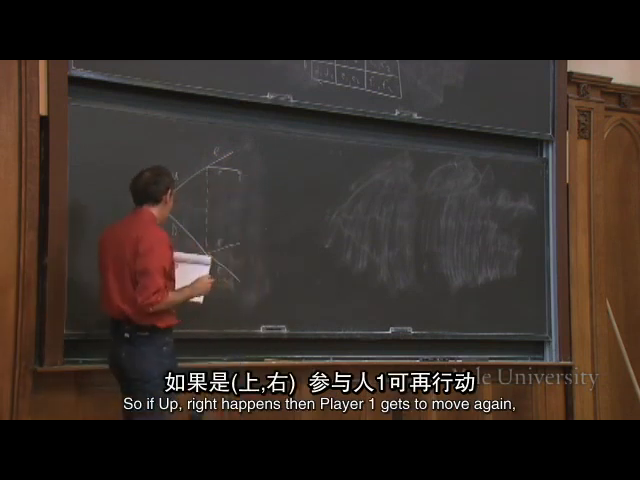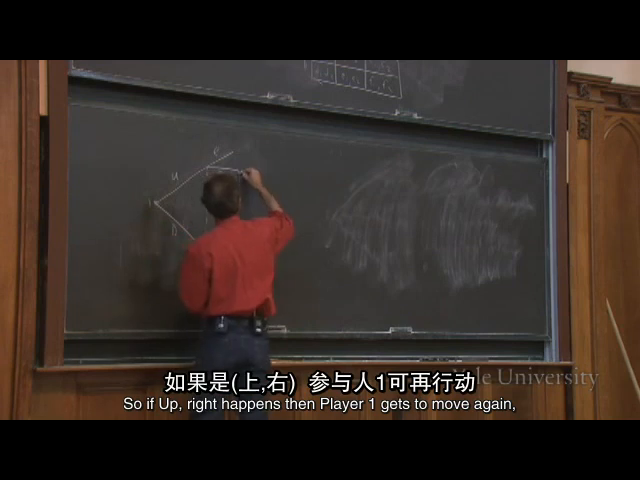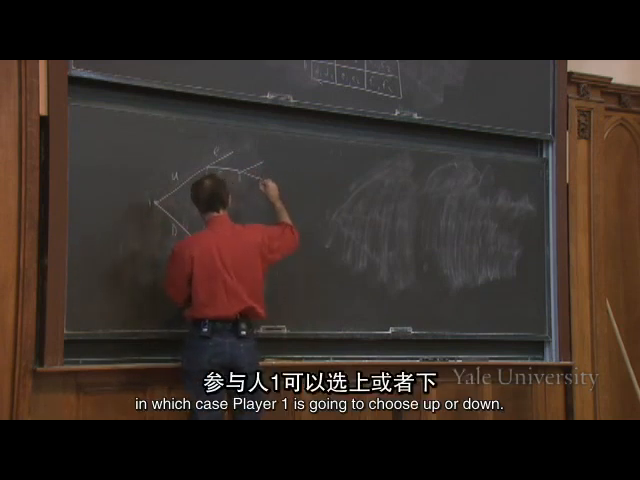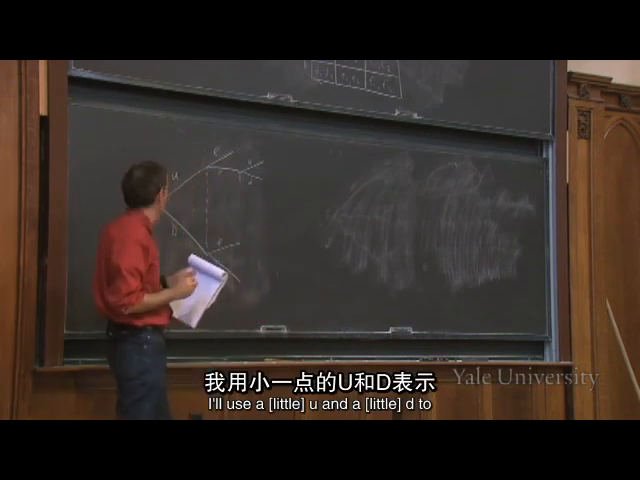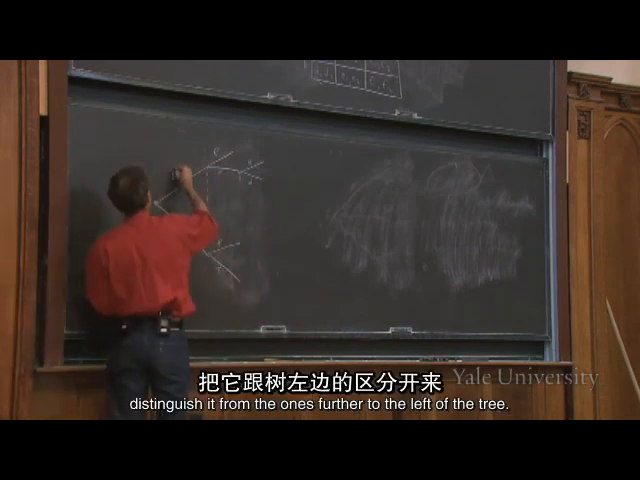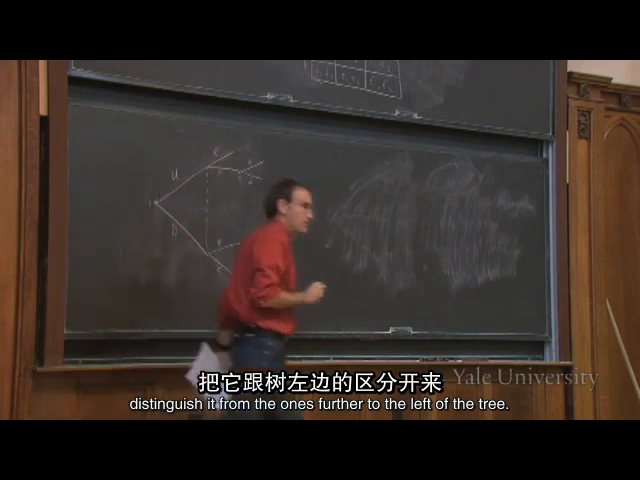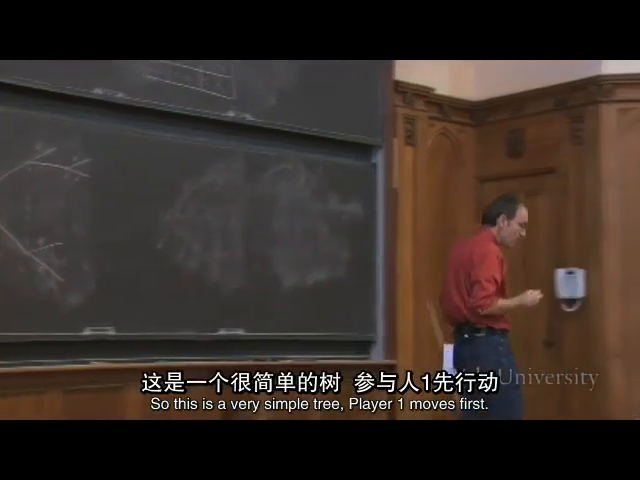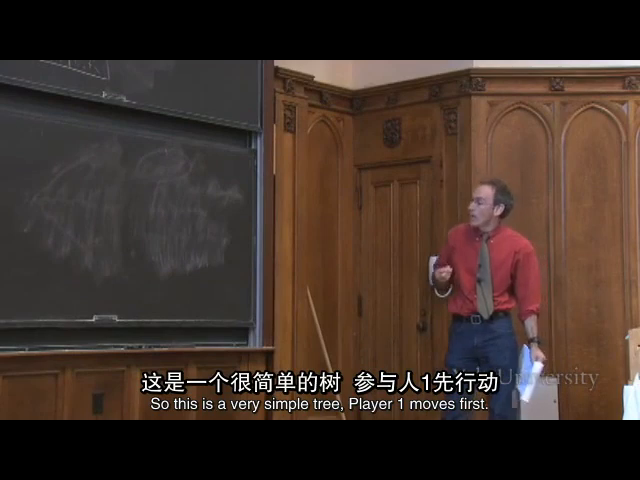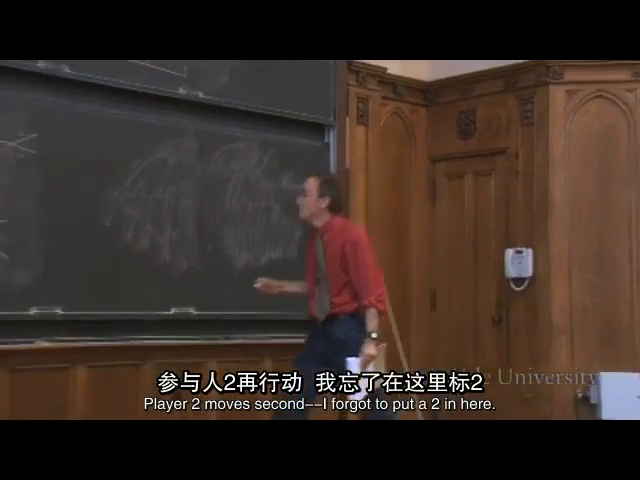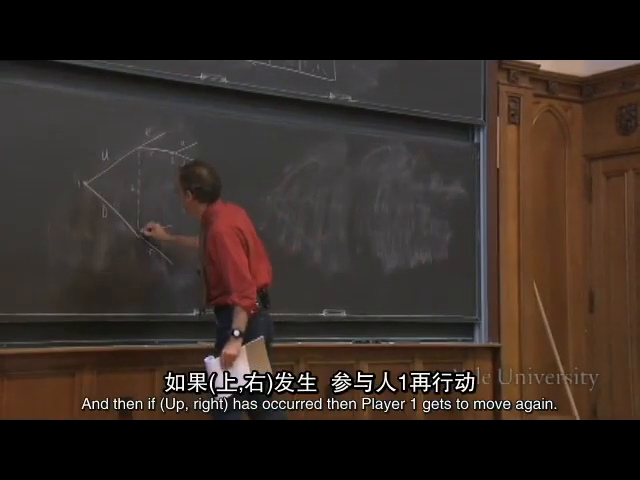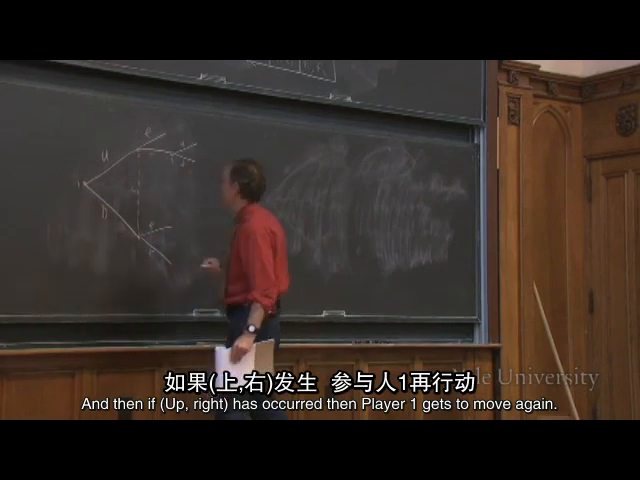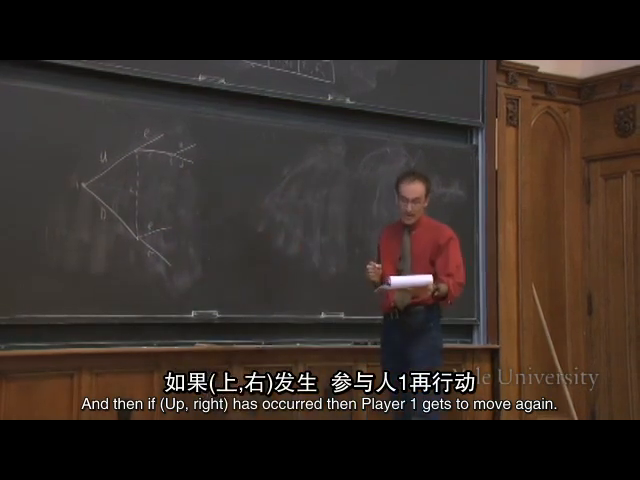So if up right happens, then player 1 gets to move again, in which case player 1 is going to choose up or down. And I'll use a little u and a little d to distinguish it from the ones further to the left of the tree. All right, so this is a very simple tree. Player 1 moves first, player 2 moves second. I forgot to put a 2 in here. And then if up right has occurred, then player 1 gets to move again.